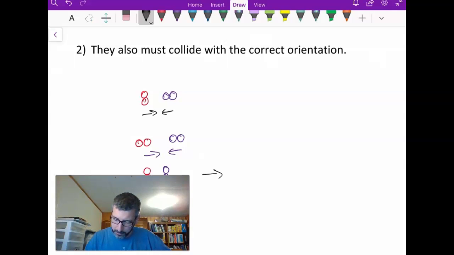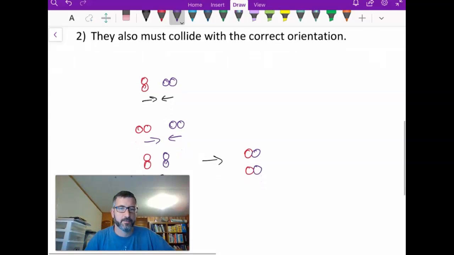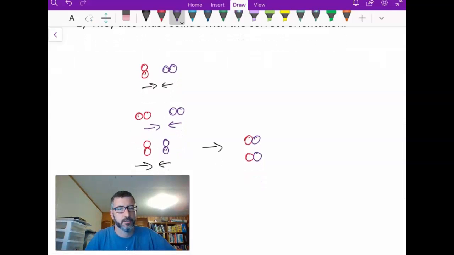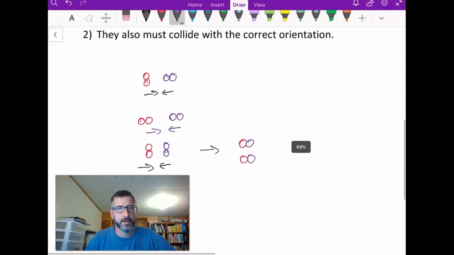And maybe your products are like one of each. So you have a new set of bonds forming. All right, so that's what we mean by orientation. They have to collide with the correct orientation. And that's just completely random chance, right?